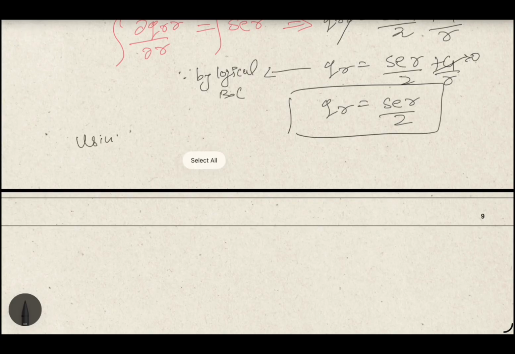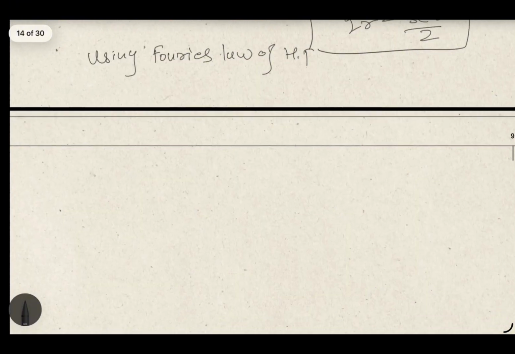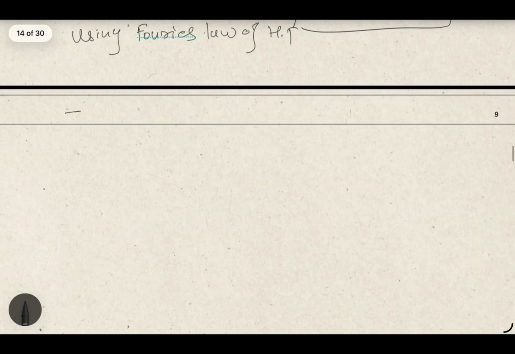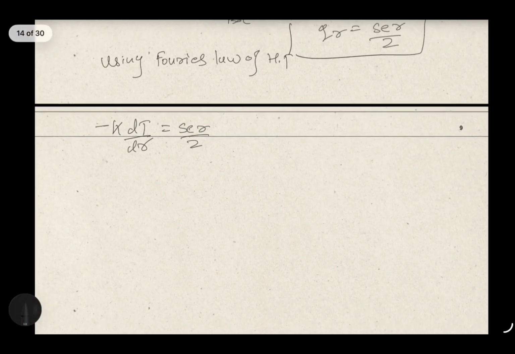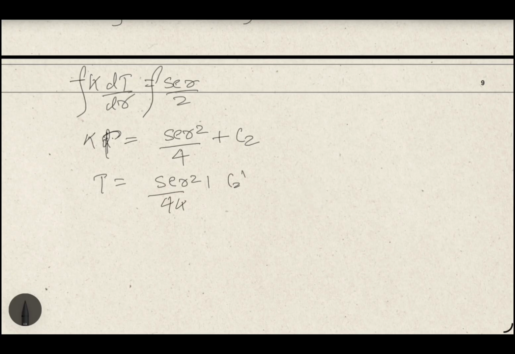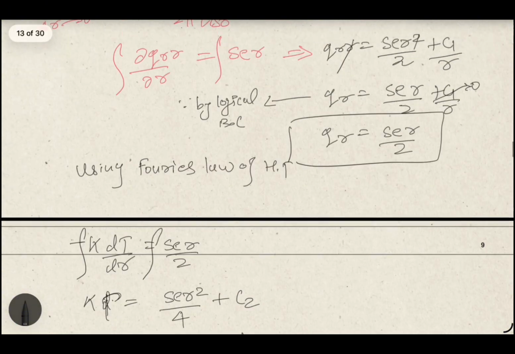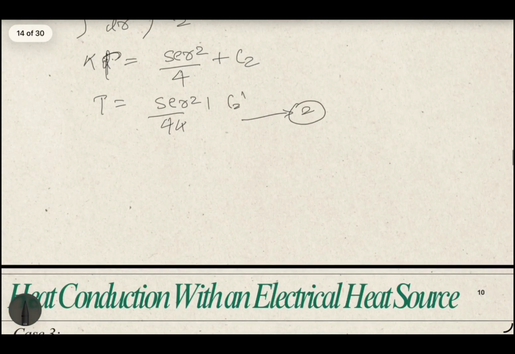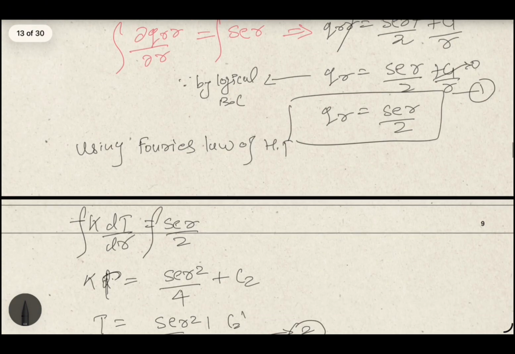Now I will be using Fourier's law of heat transfer: minus k dT by dr would be equal to S_e r by 2. We can again integrate it. So k dT is equal to S_e r squared by 4 plus a constant C2, so T will be equal to S_e r squared by 4k, plus C2 dash divided by k. This is our equation number 1, and this is equation 2. Now I will be using it here.